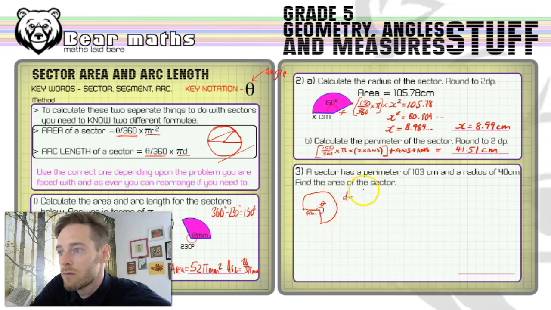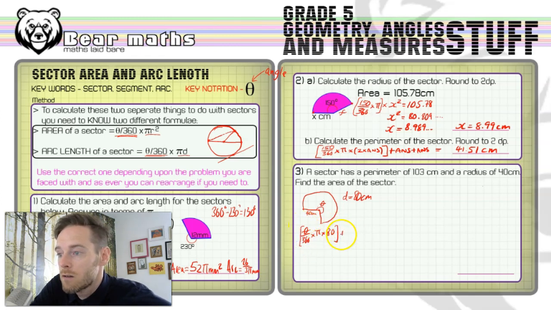The diameter is 2 lots of the radius, so that's 80 centimeters. Just write that next to it. Right, so let's start the calculation. Let's start the thing that we need to do. The angle at the center of the sector out of 360 multiplied by pi multiplied by the diameter, which is 80. Okay, and then put that in a big bracket like that.